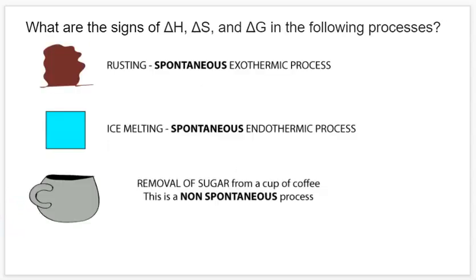All right, so let's try a little bit of conceptual practice here. Let's see if we can evaluate or predict the signs of the different state functions given different situations. So we have rusting, which it tells us is spontaneous and exothermic, ice melting, which it tells us is spontaneous and endothermic, and the removal of sugar from a cup of coffee, and it tells us this is non-spontaneous.